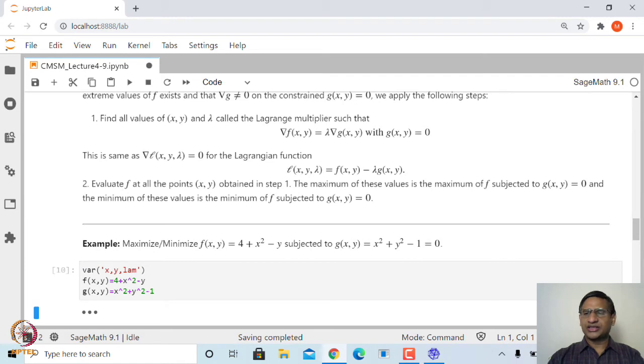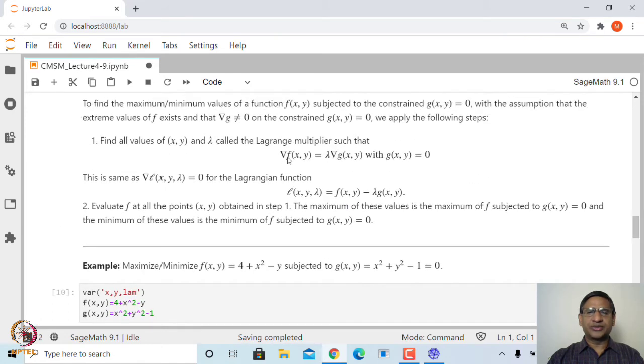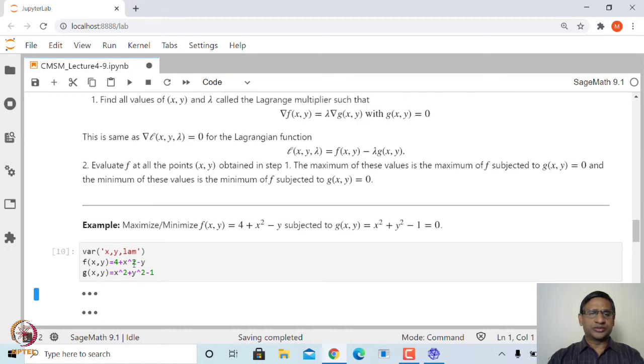So, once we have defined these variables and declared these functions, now we need to find the gradient of L equal to 0. We can define the Lagrangian function and then define the gradient, or we can separately write this equation: equate the first order partial derivative of L with respect to x to 0, that will give me the first order partial derivative of f with respect to x minus lambda times the first order partial derivative of g with respect to x. Similarly, we can do it with the partial derivative with respect to y, right.